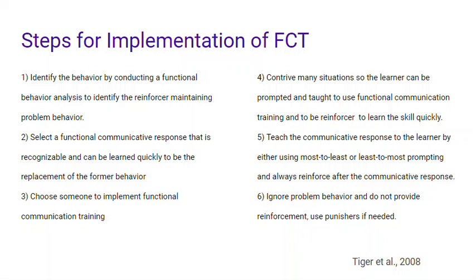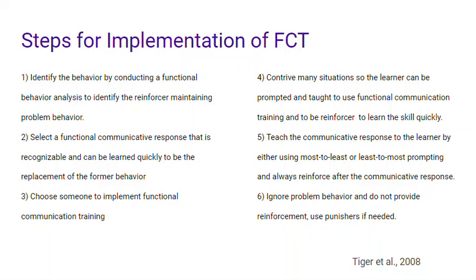The next step is you need to select a functional communicative response, which is what is going to be used to say or sign or use a picture to explain what they want. You want to make sure this can be learned very quickly to replace the behavior. Next, you'll need to choose someone to implement the functional communication training to teach the learner.